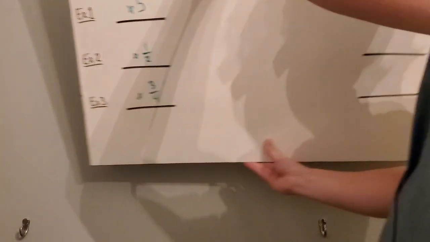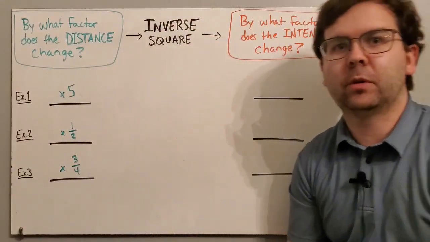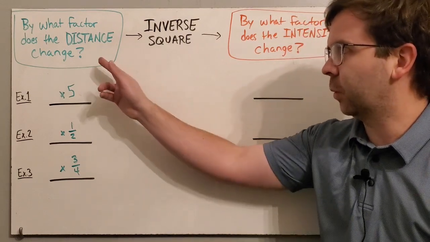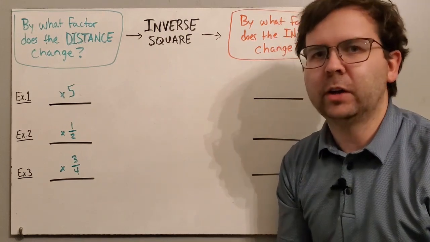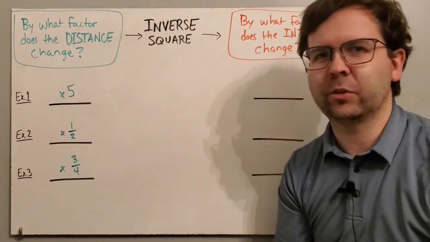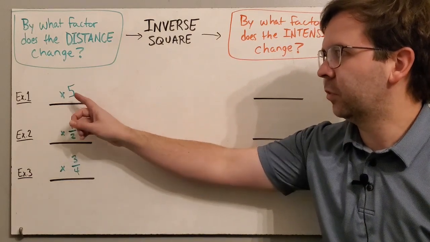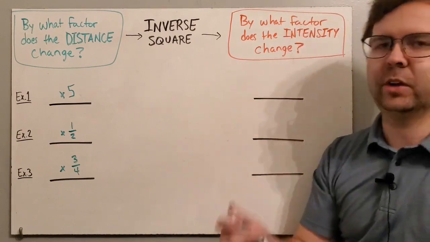So let me end this video by showing you a little trick that I've learned in solving problems involving the inverse square law. And it's pretty simple and straightforward. If you have the distance changing by a certain factor, you often want to find how the intensity changes as a result. So let's start with an example here, example 1. Let's say the distance goes up by a factor of 5. How does the intensity change?